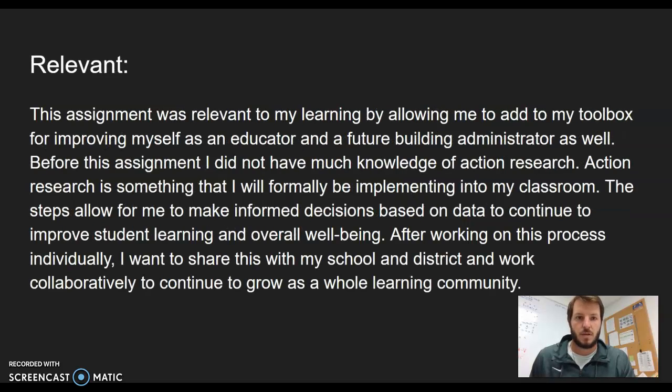This assignment was relevant to my learning by allowing me to add to my toolbox for improving myself as an educator and a future building administrator as well. Before this assignment, I did not have much knowledge of action research. Actually, had never really heard of it. Action research is something that I will formally be implementing into my classroom. The steps allow me to make informed decisions based on data to continue to improve student learning and overall well-being. After working on this process individually, I want to share this with my school and district and work collaboratively to continue to grow as a whole learning community.